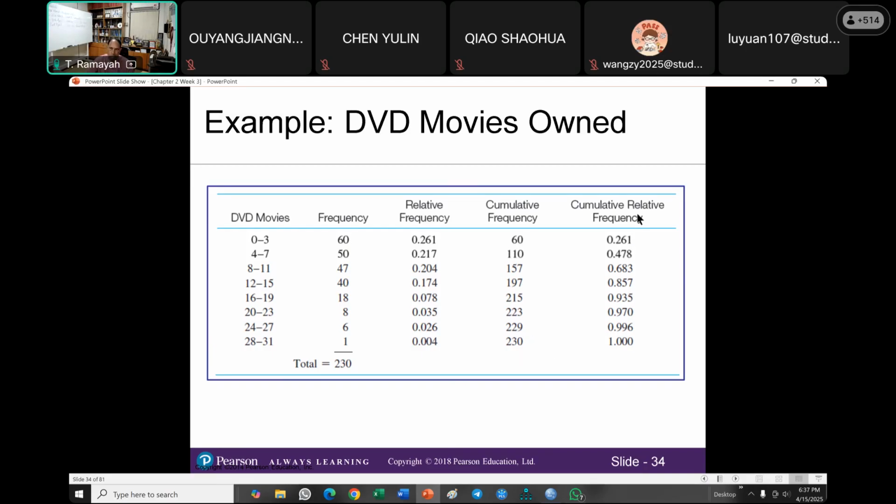The cumulative relative frequency is the relative frequency of the first class plus the second class. So 261 plus 217, you get 478. 478 plus 204, you get 683. Okay, rounding issues. That is how we get cumulative frequency and cumulative relative frequency.